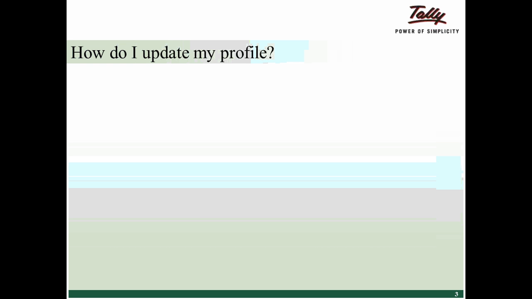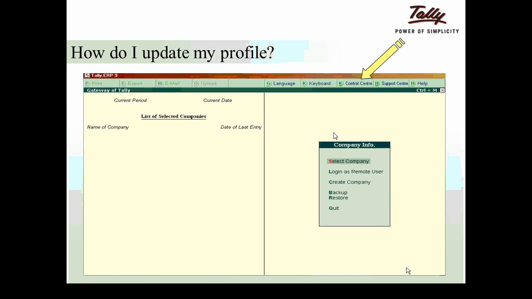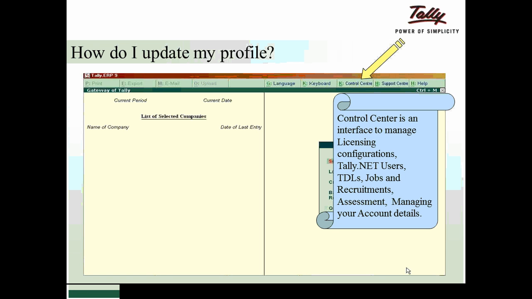Now let me explain how to update the profile in Tally.ERP 9. Once you open Tally, you will find a screen of company info. At the top you can see an option called Control Center. The shortcut key is Control K. Control Center is an interface to manage licensing configuration.